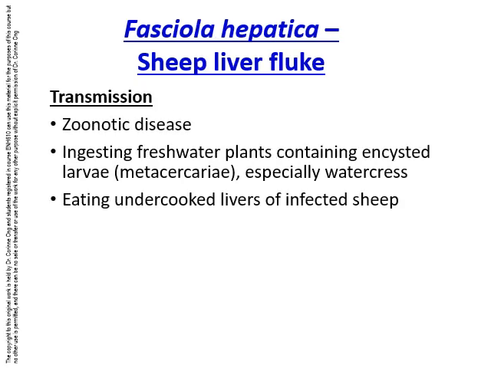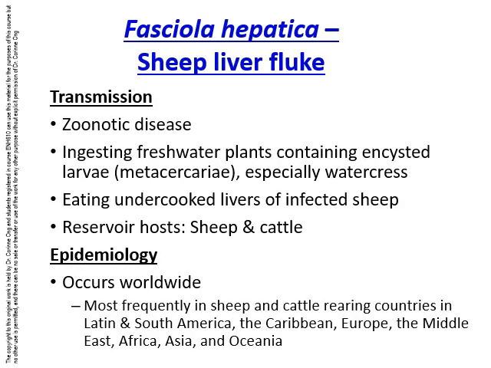This is a zoonotic disease that results from ingesting freshwater plants containing encysted larvae, associated especially with the consumption of raw watercress and undercooked livers of infected sheep. The reservoir hosts are sheep and cattle. Although sheep liver fluke infections occur worldwide, it is most frequently found in sheep and cattle rearing countries in many parts of the world, although it is not as prevalent in North America.